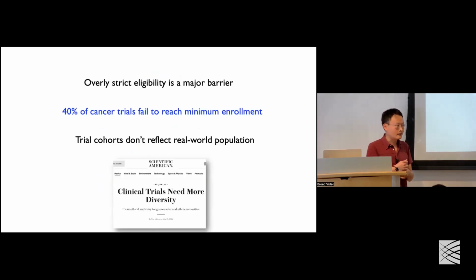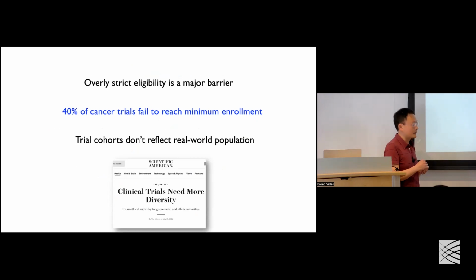And that has several really significant consequences. The first is that a lot of patients are not eligible to enroll in these trials. So they can't really access these treatments. And it also makes it very difficult for the drug developer. So something like 40% of cancer trials have a really hard time enrolling enough patients.